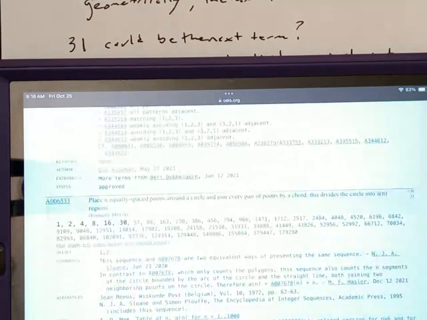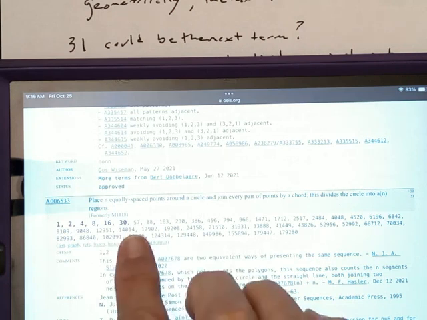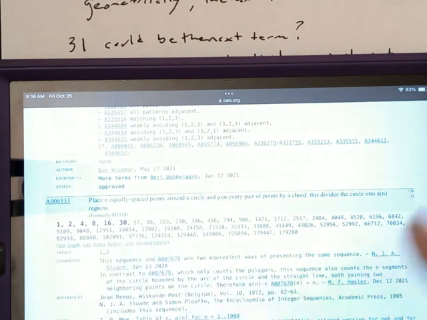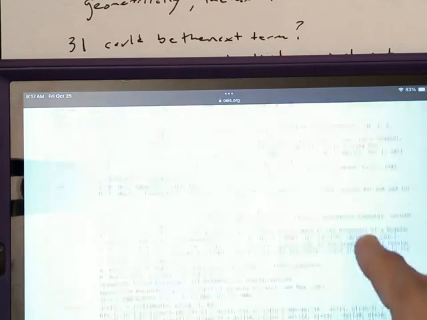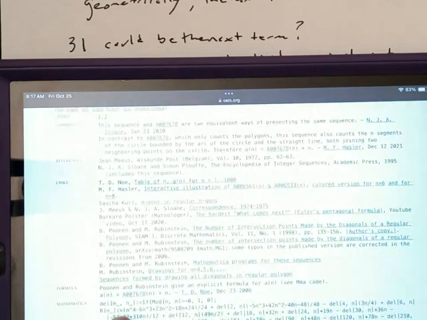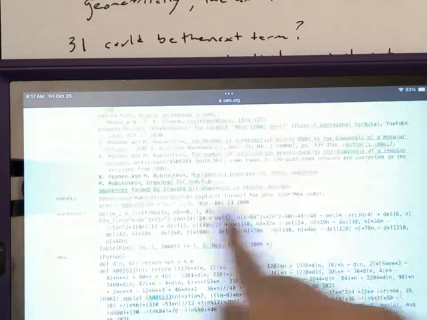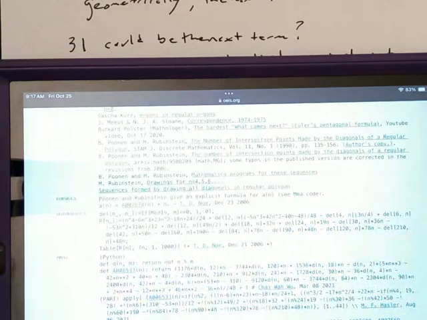place n equally spaced points around a circle, join every pair of points by lines. This divides the circle into that many pieces. 7 points gives me 57. And then it gives me another way of coming up with these, and it gives me references to where it got these. And it's got a formula, and they give the code for that formula right here. Dear Lord, I would never have come up with that on my own.